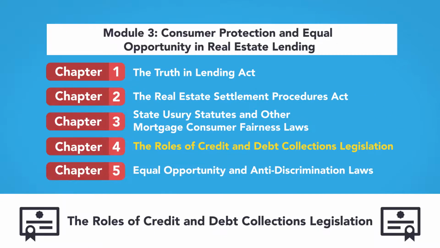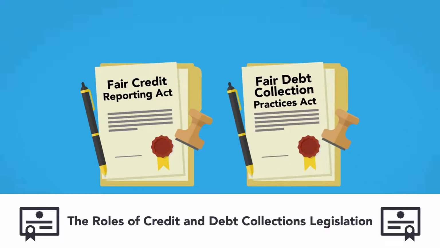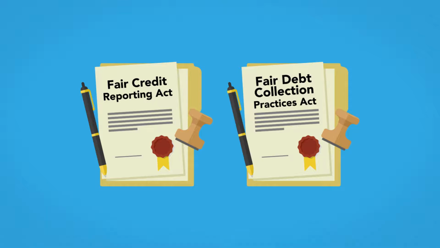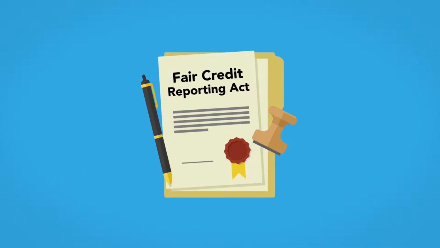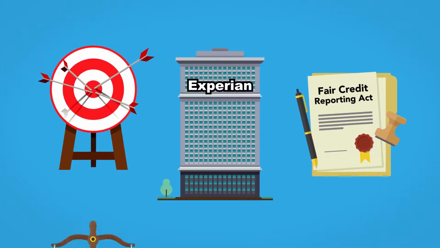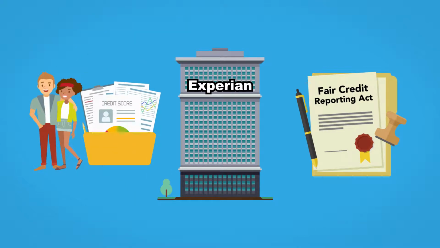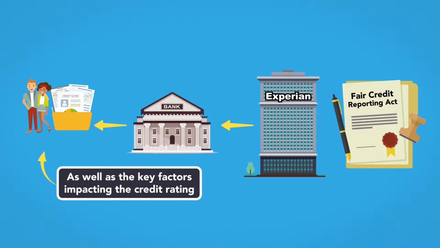The roles of credit and debt collections legislation. The Fair Credit Reporting Act and Fair Debt Collection Practices Act are two other major federal consumer credit protection laws that include some provisions that specifically pertain to mortgage transactions. The Fair Credit Reporting Act requires credit reporting agencies to follow certain procedures ensuring accuracy and fairness in all disclosures of consumer credit information. The law requires home loan providers to disclose the borrower's credit score, as reported to them by the consumer reporting agencies, as well as the key factors impacting the credit rating.